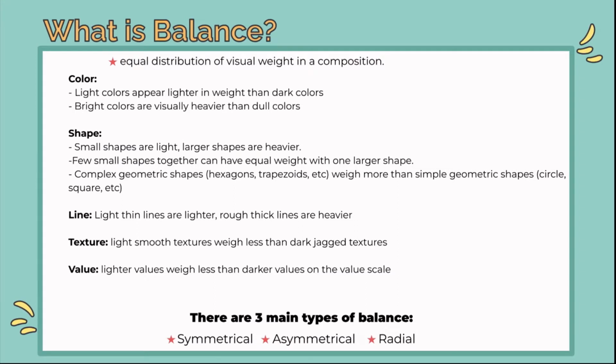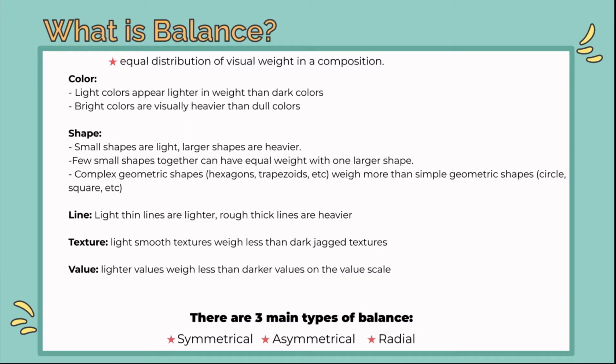And we have a couple of things that affect balance. So we have color, shape, line, and texture. I'm not going to read these to you guys exactly what it says, but light colors are lighter than our darker colors, and darker colors are heavier. Brighter colors are visually heavier, and then dull colors are a lot lighter. So say we have a red circle and a dull yellow circle. The red circle is going to look a lot heavier.